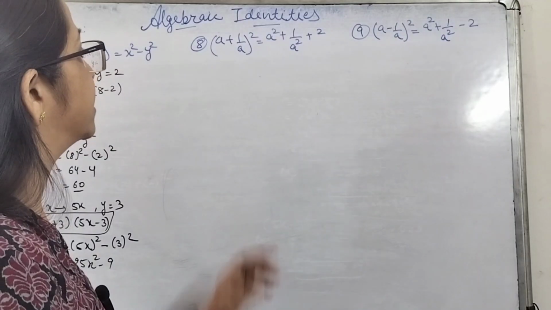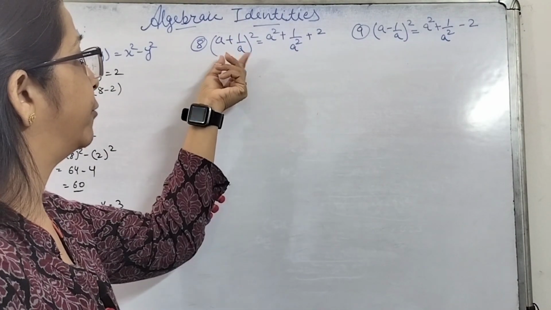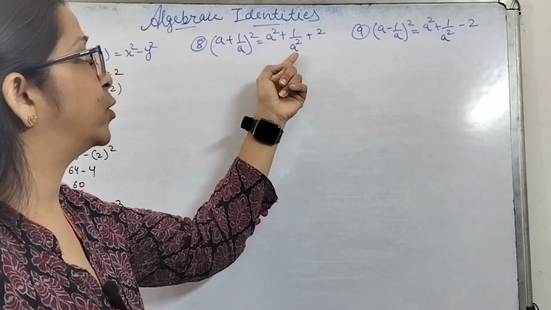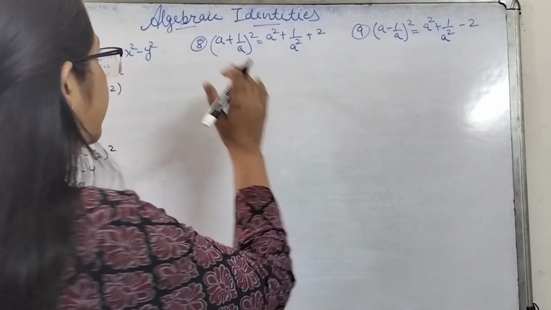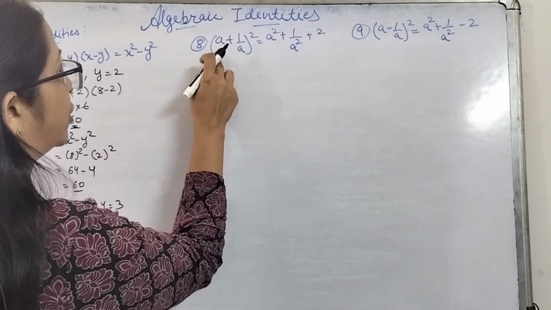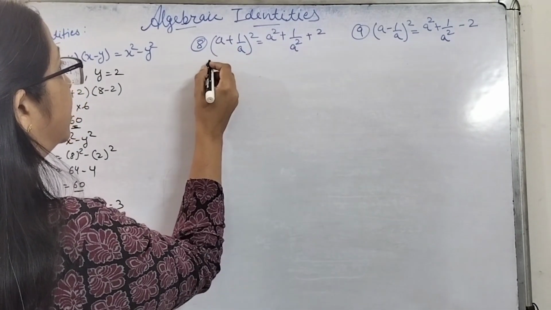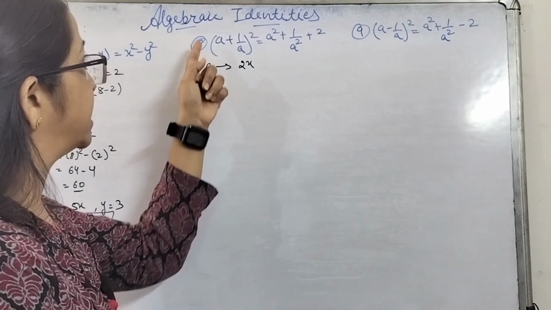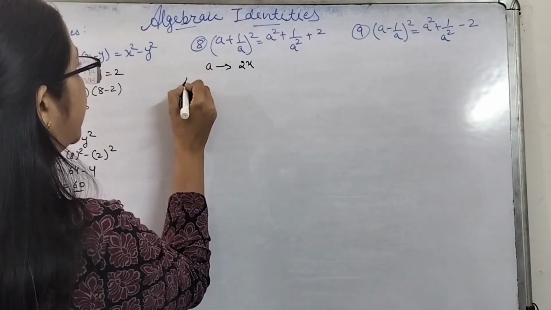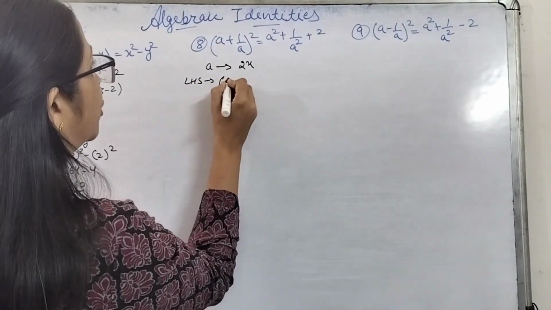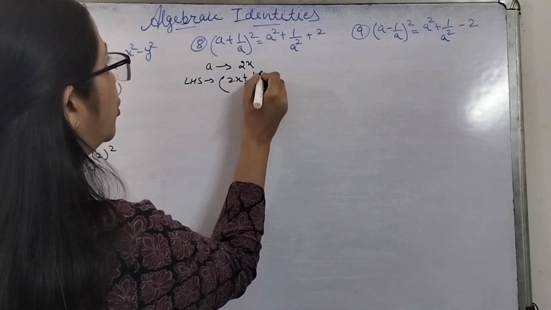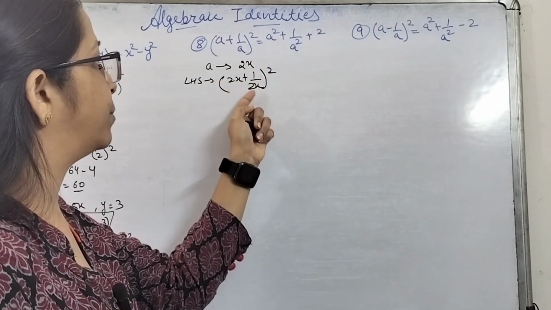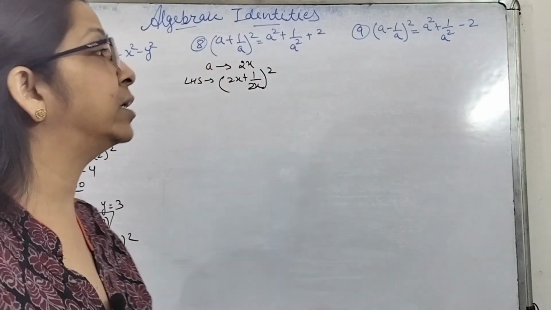The next identity is a plus 1 upon a whole square. If your expression is in this form, then the answer will be a square plus 1 upon a square plus 2. Let's take an example. Here the LHS part is a plus 1 upon a. If I replace a by 2x, your LHS part will become 2x plus 1 upon 2x whole square. Instead of a, we have taken 2x.